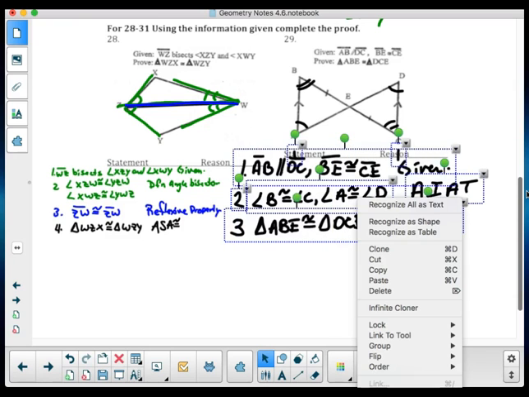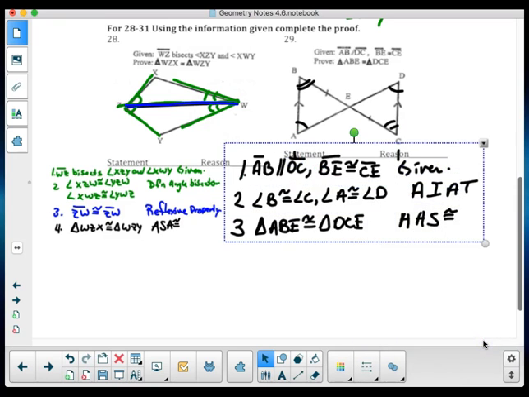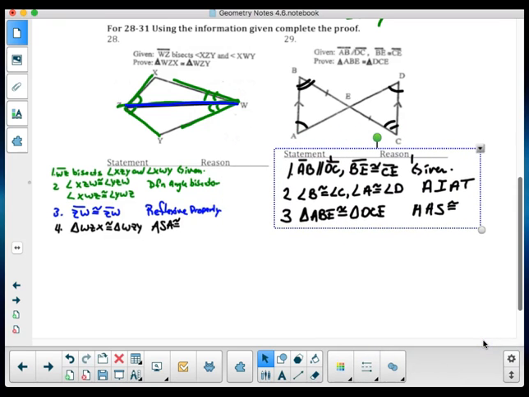If you have questions about the angle, side, angle, or the other angle, angle, side, I'm more than happy to discuss it. And all 3 of those possible ways to do this are correct.